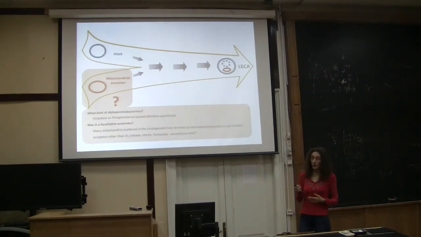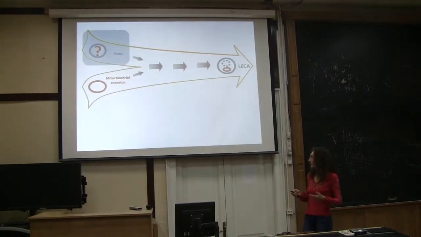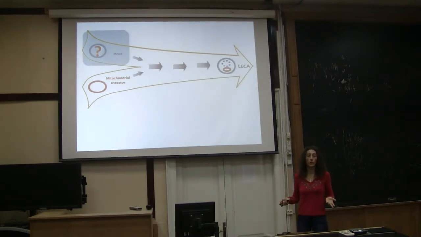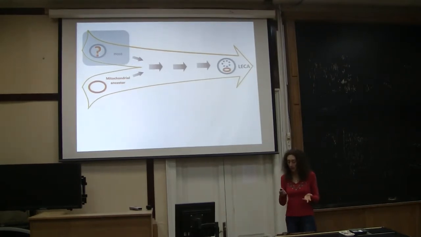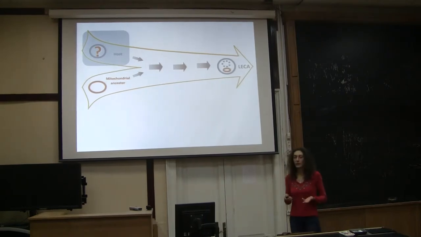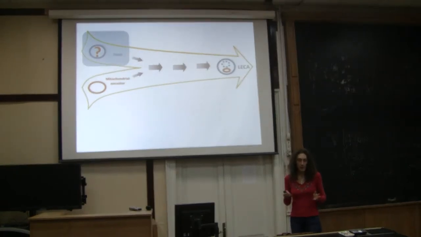So this is an open question. But the most open question of all, and this is where most people oppose and even fight, is the nature of the host that acquired mitochondria. This is a really open question. There are many different models and an ongoing controversy. So we'll try now to summarize these different models.